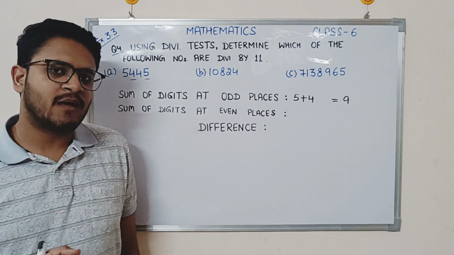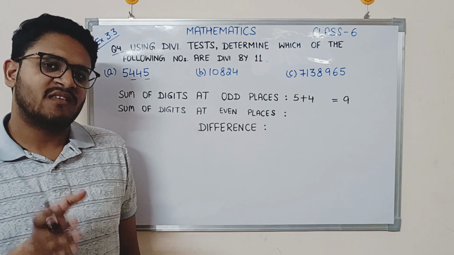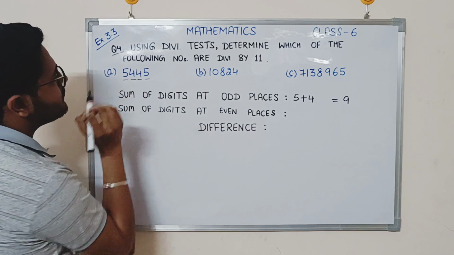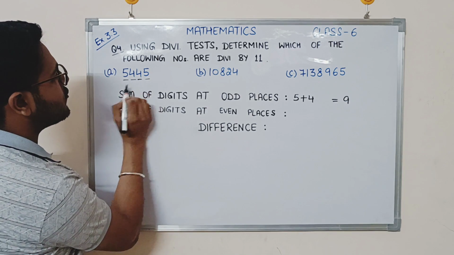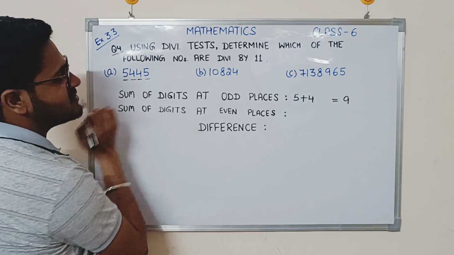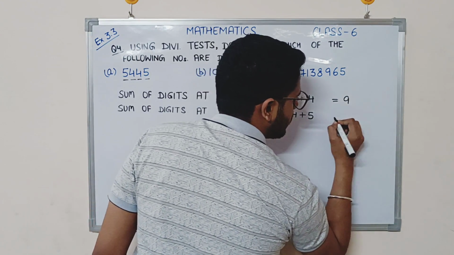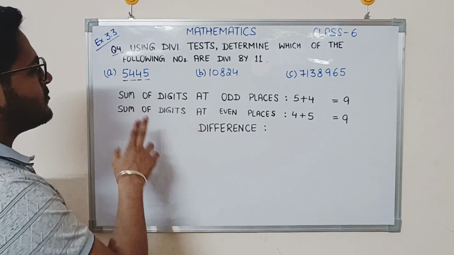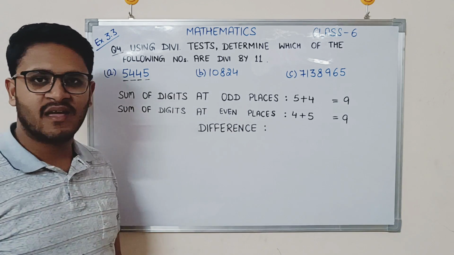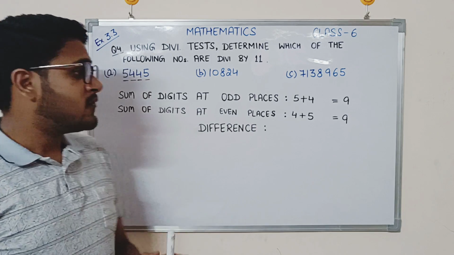Now the second step is the sum of digits at even places. Even places will be the second place and fourth place. At the second place we have 4 and at the fourth we have 5. So the sum of digits at even places comes out to be 4 plus 5, which is again 9.